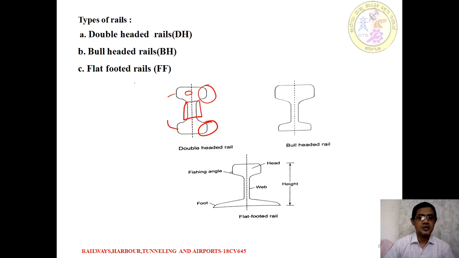The next one is the flat footed rail. In this flat footed rail, as the name indicates, the foot is a little bit wider as compared to the head of the rail. These are the commonly used types of rail. Just to repeat: one is double headed, because both heads have the same dimension. The next one is bull headed. And the third category is flat footed, that is, the foot has a little wider dimension as compared to the head.